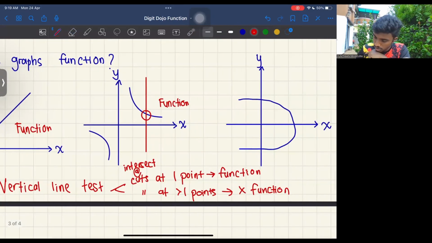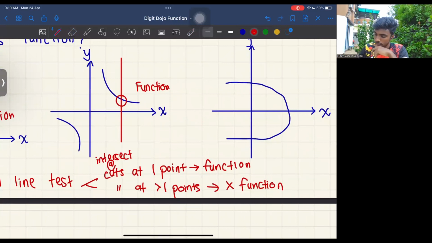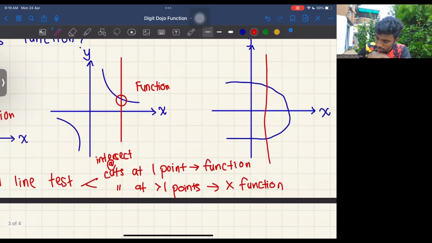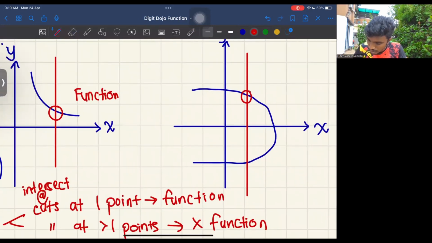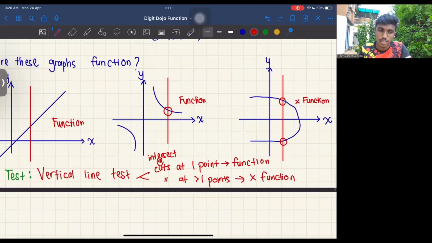And the last one, this graph, it's a curve graph. When we draw a vertical line like this, we can see it's intersecting at 2 points. That one line with the graph is intersecting at 2 points. More than 1 point means this is not a function. And remember, the test we are using is the vertical line test, because later we will learn about the horizontal line test also. That one I will explain in the next classes.